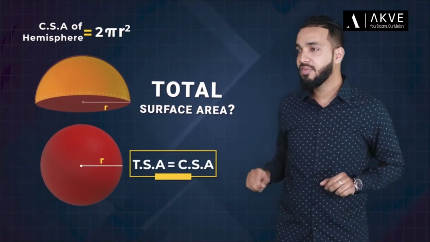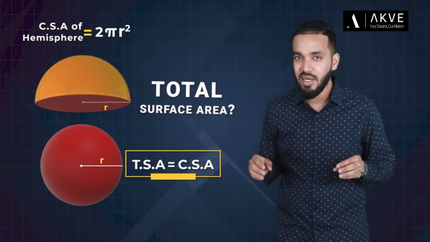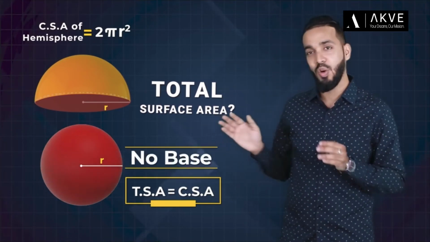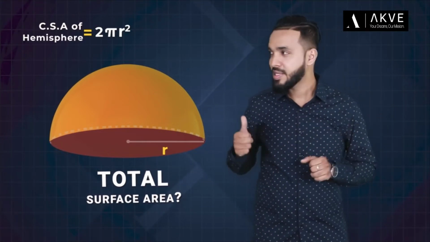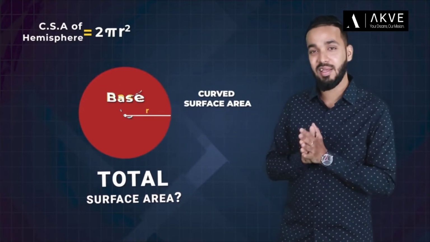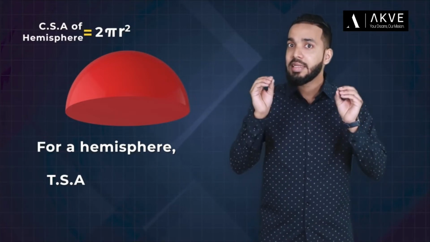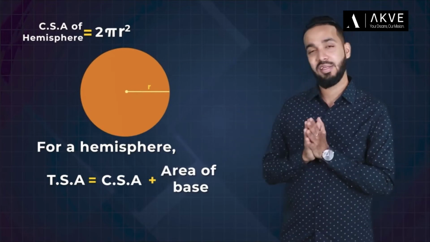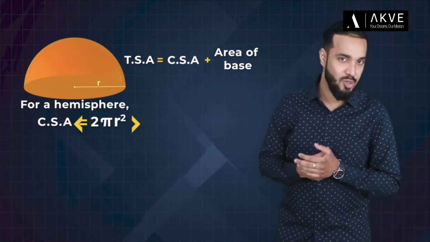But what about the total surface area of a hemisphere? Well, the total surface area of a sphere is the same as its curved surface area because a sphere is nothing but a completely curved surface. That is, it has no base. But such is not the case for a hemisphere because a hemisphere has a curved surface and also has a base. So the total surface area of this hemisphere would be the sum of the areas of the curved surface and the base.